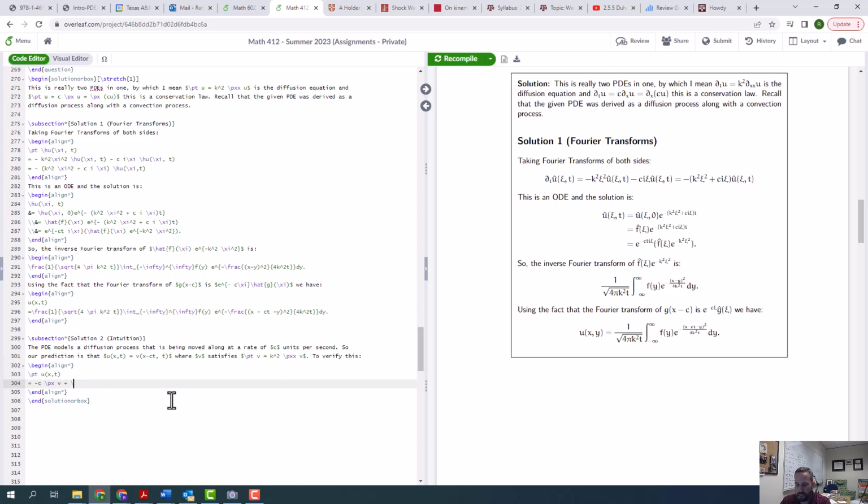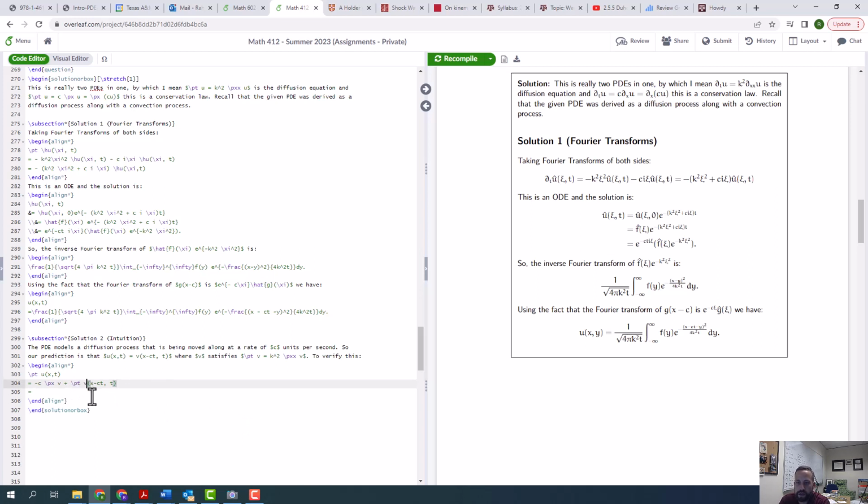So this is plus partial t v of x minus ct, comma t. Okay, so what's happening here? Well, minus c times the x derivative of v, that's good, we have that. But now, what do I know? So here's where something interesting is going to happen. What is the t derivative of v? Oh, sorry, there's supposed to be a u here.